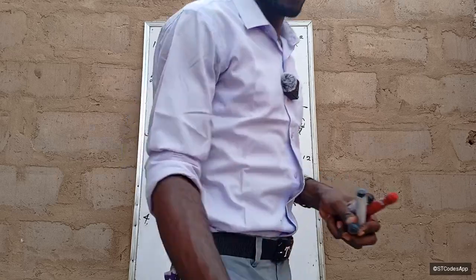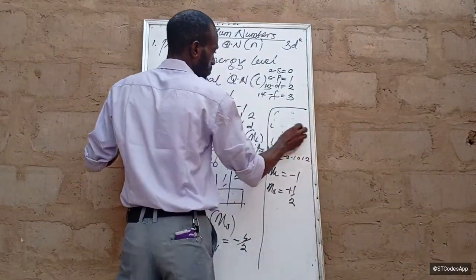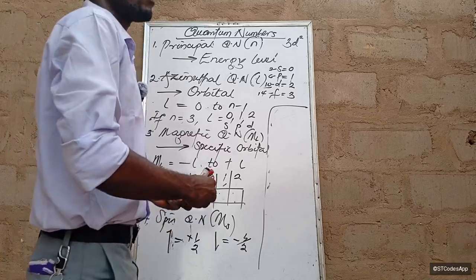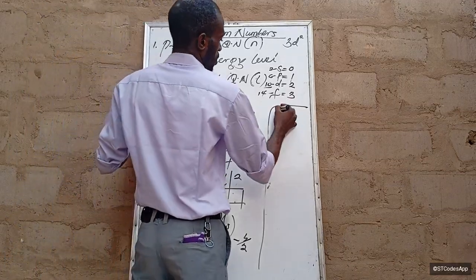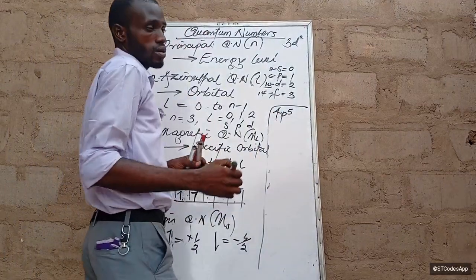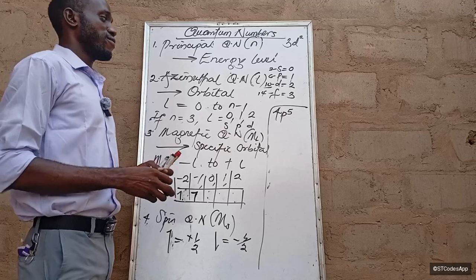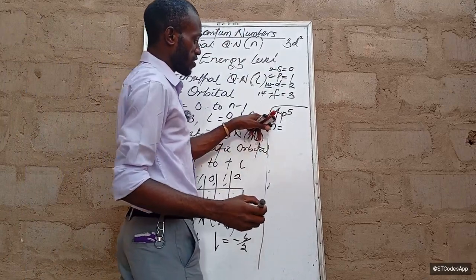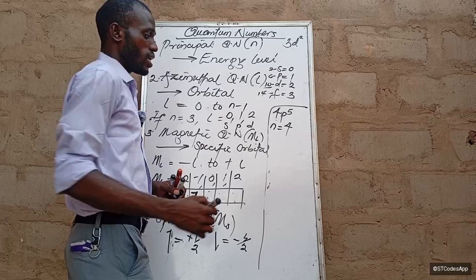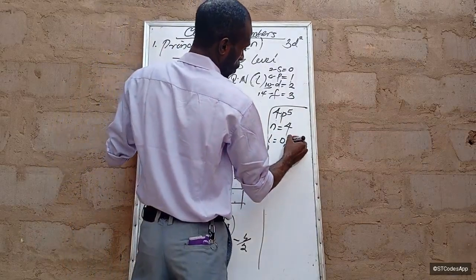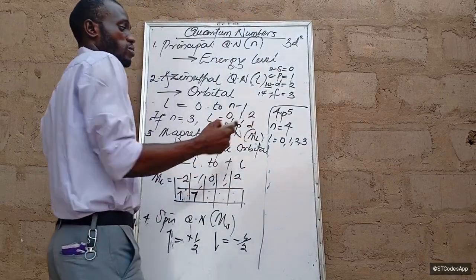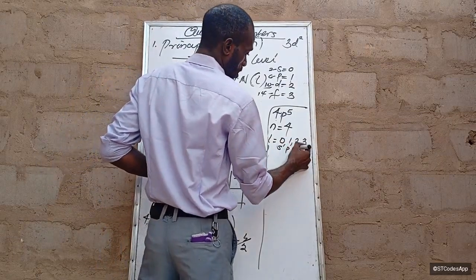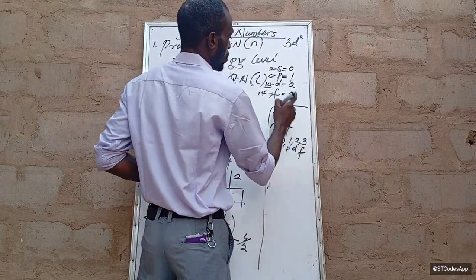Question: what if we are asked to find the four quantum numbers for the 4p5 electron? How do we check? We know that n will be the energy level, and we can see here it is the fourth energy level. So n is 4. If n is 4, then L will take values 0, 1, 2, 3. These are the possible values for L, where 0 corresponds to S, 1 to P, 2 to D, and 3 to F.